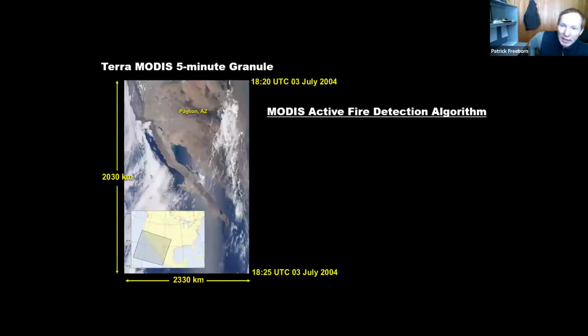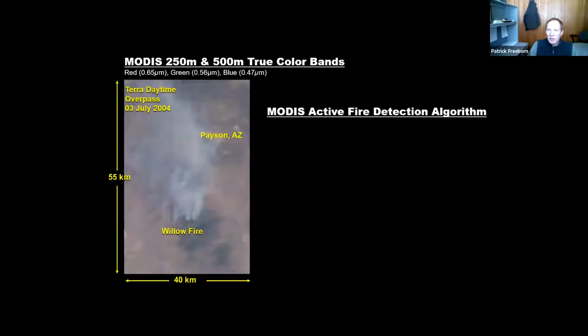So now that we've looked at the overpass schedule, let's have a look at some of the imagery that MODIS collects, and specifically with respect to the active fire detection algorithm. This is a 5-minute granule, so-called because it started image acquisition at 1820 and finished at 1825. And if we zoom in on Payson, Arizona, we see a MODIS true color image of the Willow Fire burning on July 3rd, 2004. Again, since this is a daytime overpass, MODIS collected visible imagery.